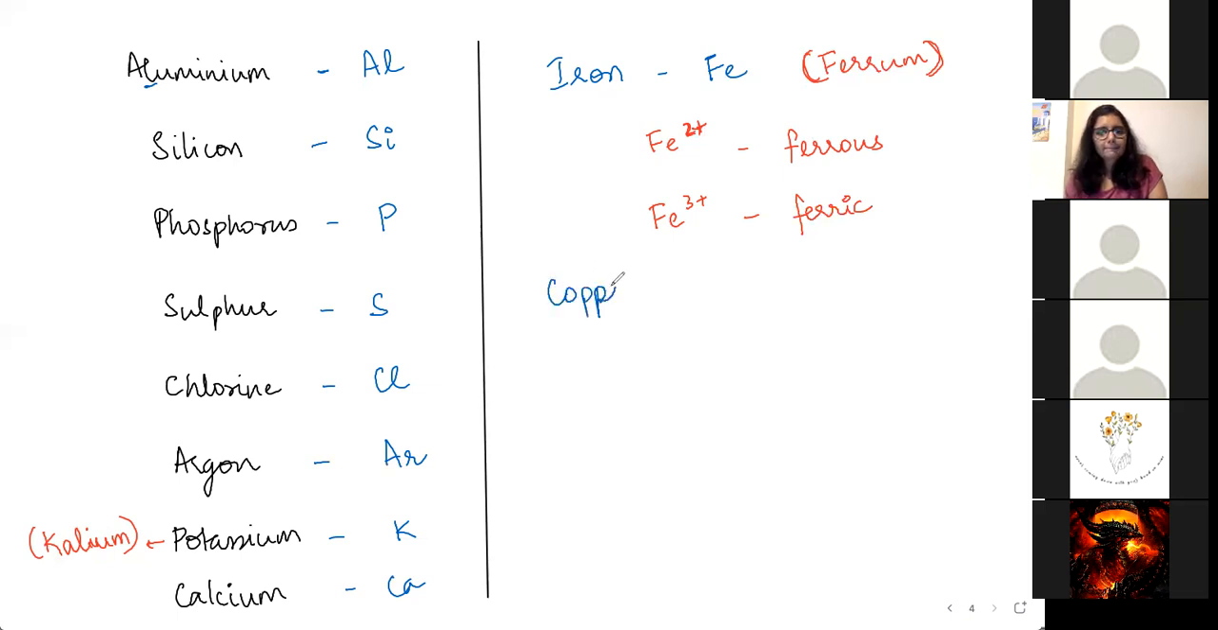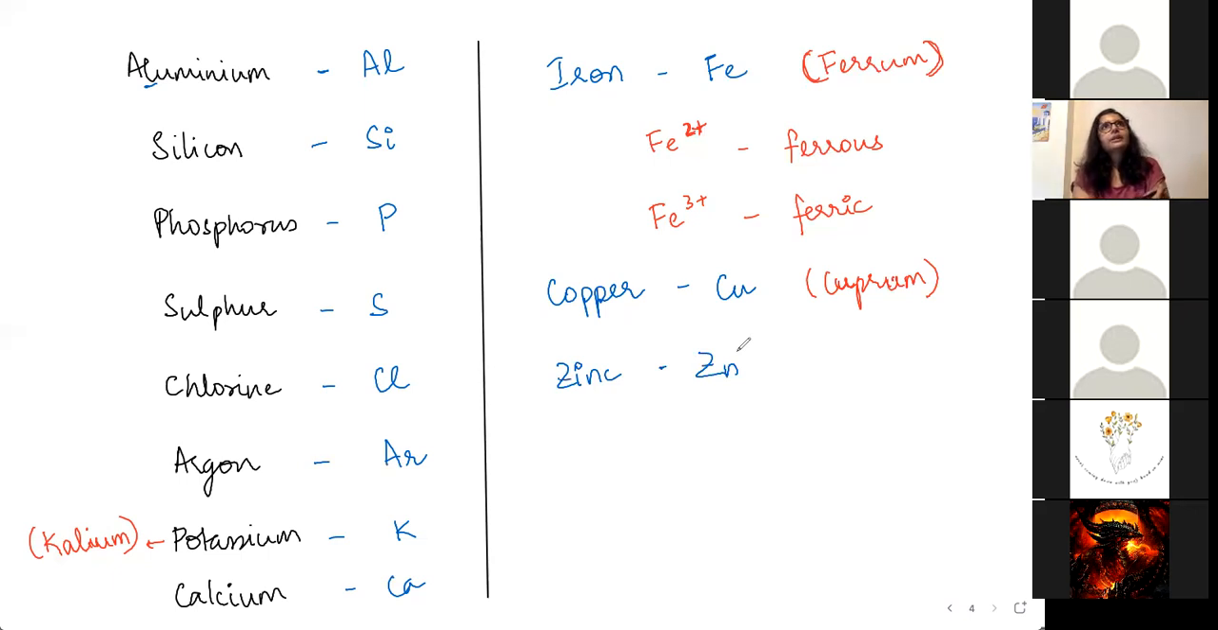Copper, Cu. Again, U तो copper में नहीं है ना. So copper comes from Latin cuprum. So इसके ion names, just like this, you have cuprous, cupric. Zinc is Zn, yes.